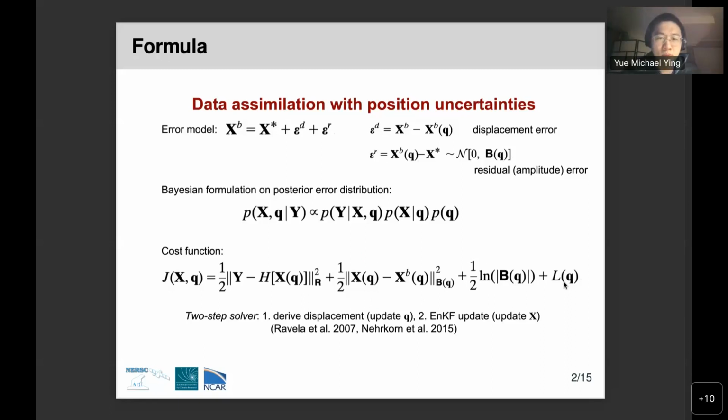To solve this minimization problem, we take a two-step approach similar to what's introduced in Ravela et al. 2007, and also later in the feature alignment techniques by Tom Nehrkorn. So first we fix the states, the X, and we try to solve for q. And afterwards, when we have the q, we fix q and minimize the cost function again to solve for X. So this is a traditional EnKF update step.